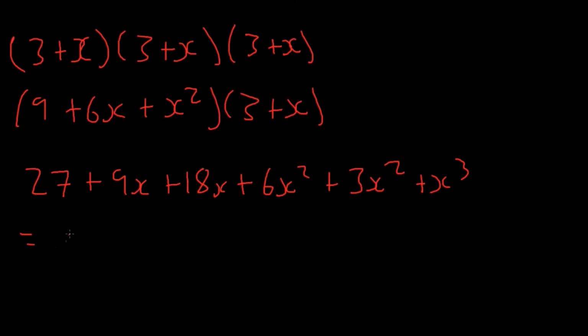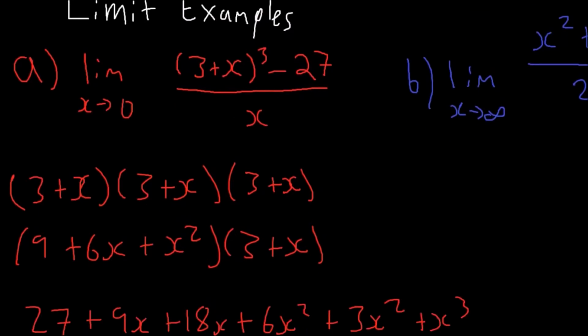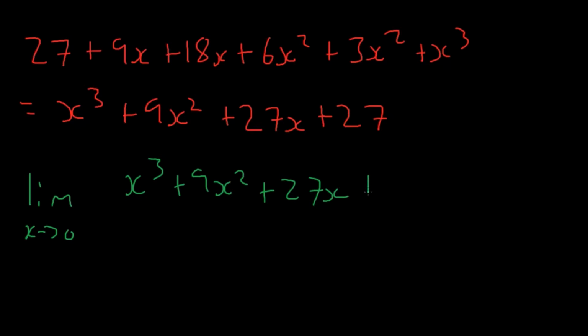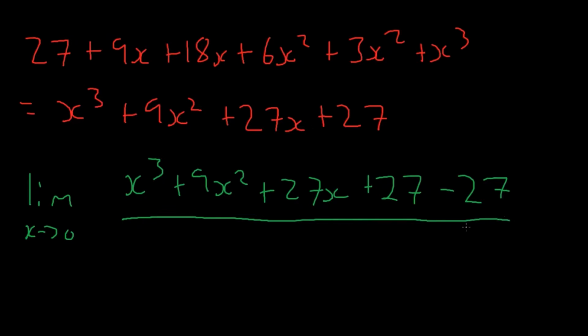Let's group together our like terms, putting the x cubed up front: x cubed plus 9x squared plus 27x plus 27 is going to be this term right there. So let's go ahead and use that term in our limit now. So the limit as x approaches 0 of x cubed plus 9x squared plus 27x plus 27 minus 27, because that was in the original limit, all divided by x.